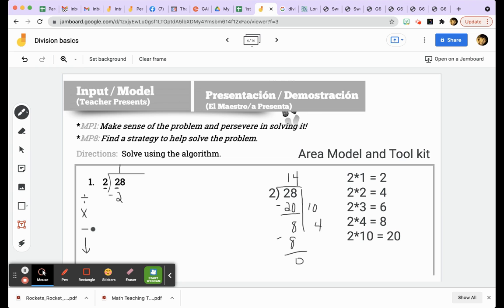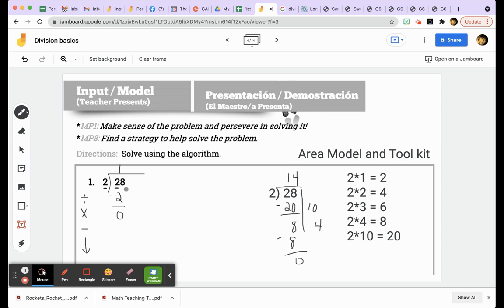After I multiply back, I subtract. 2 subtract 2 is 0. And I'm also going to compare. This number should be smaller than 2. 0 is definitely smaller than 2.